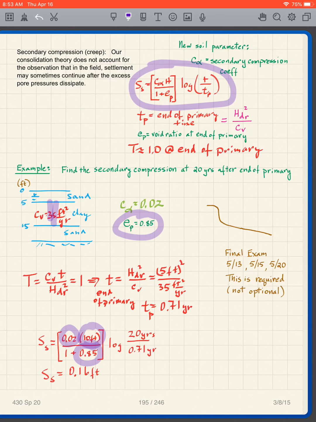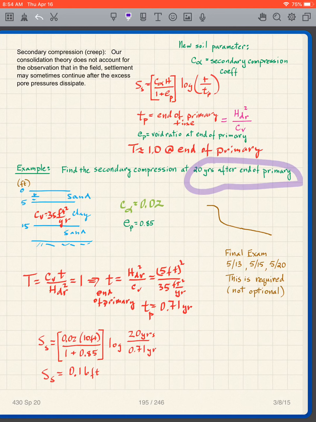The question asked for 20 years after end of primary, so I put in my 20 years after the end of primary, and simply multiply that all out, and we get the creep, or the secondary settlement, of 0.16 feet.